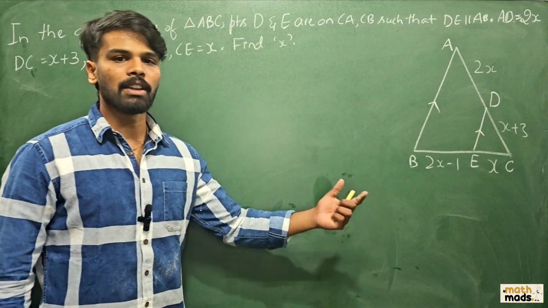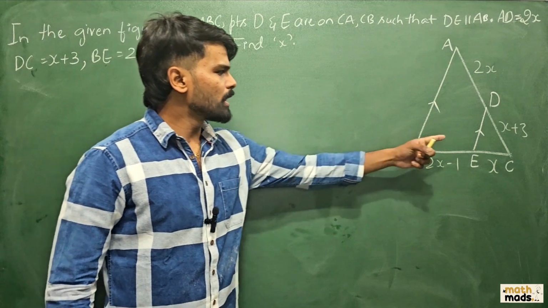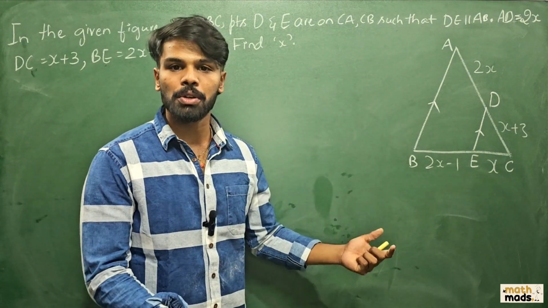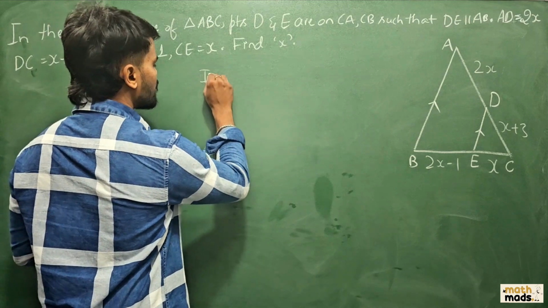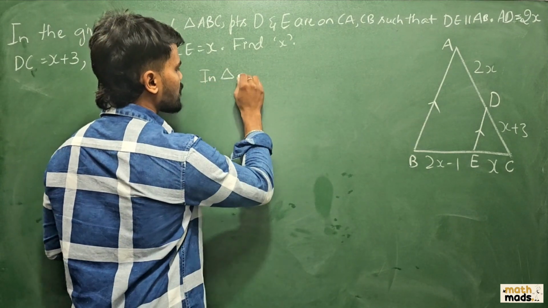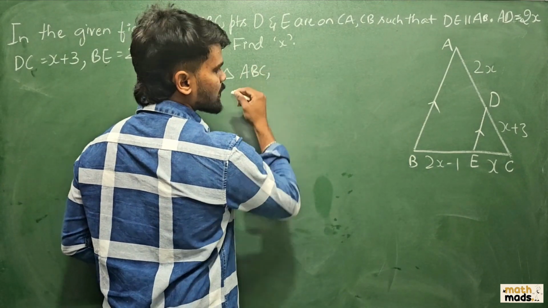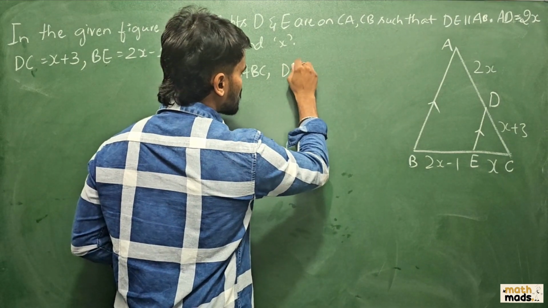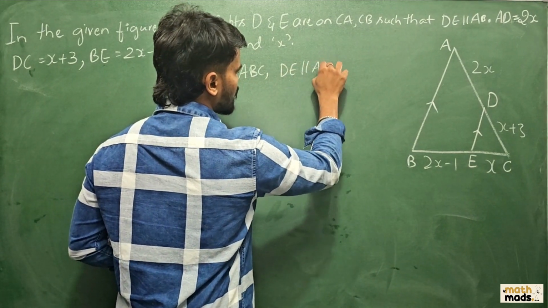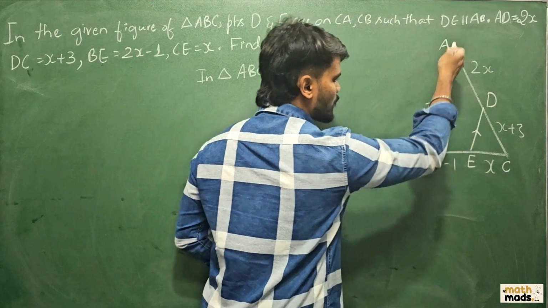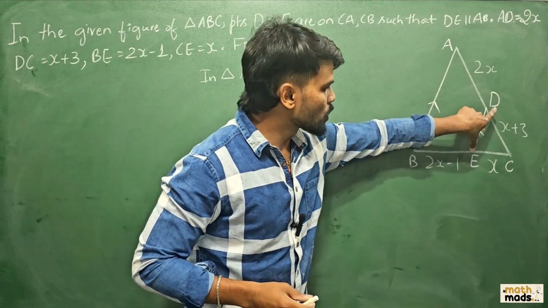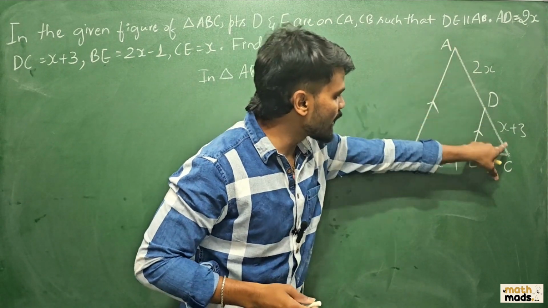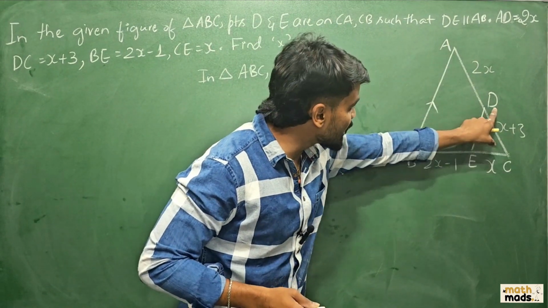So now we should find the value of x. Simple problem. They have given DE is parallel to AB. What should you do? You should apply basic proportionality theorem. So in triangle ABC, DE is parallel to AB. So DE will divide the two sides in same proportion. So you have DE here, the line is AC. So CD by DA.